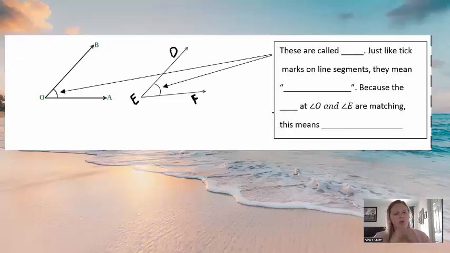And just like when we were doing our segments, we use these little tick marks to show equal. In angles, we use these things called arcs. So these little guys right in here, we call these arcs. So just like tick marks on a segment, those arcs mean same measure. So because we have matching arcs at angle O and angle E, that's telling us that those two angles are congruent. So that's another way that they could communicate congruency to you by using those little arc markings.